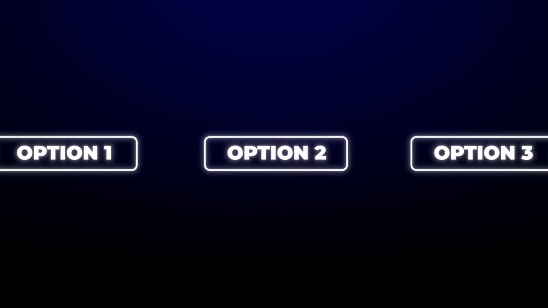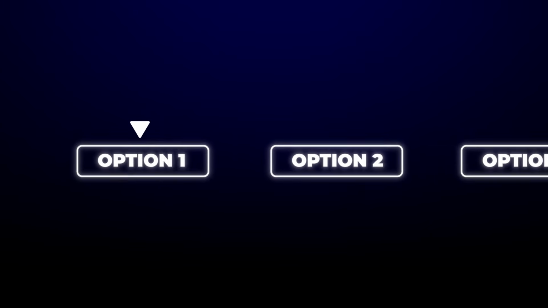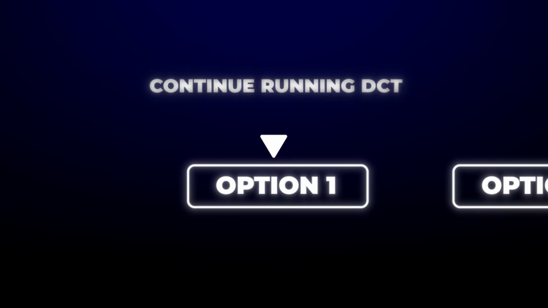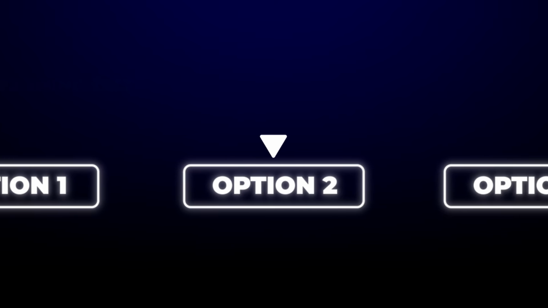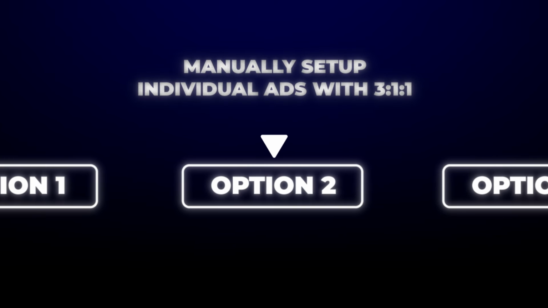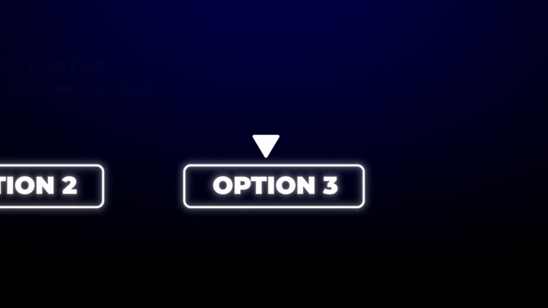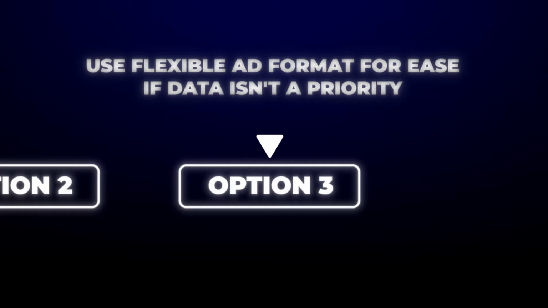So all in all, you have 3 options. Option number 1, which I think is the best option, is to just continue running DCTs. Option number 2 is just manually set up everything inside of your Facebook ad account following a 3-1-1 strategy. So rather than using dynamic creative or flexible to test multiple copies and multiple headlines, just set up your 3 individual creatives with 1 headline and 1 copy. And then the third option is if you don't really care about the data and you just want your life to be a little bit easier, just throw everything in a flexible ad format and let it rip.